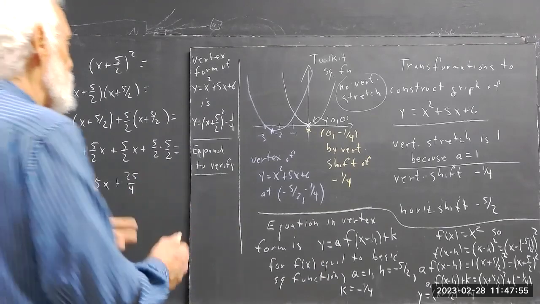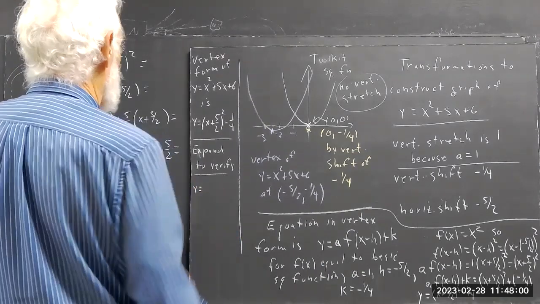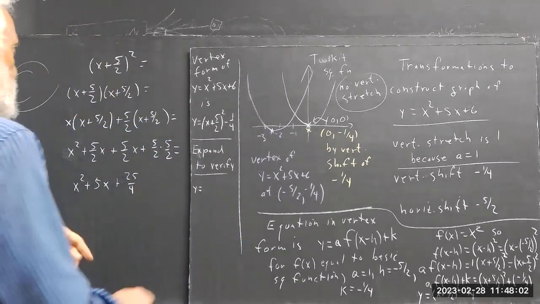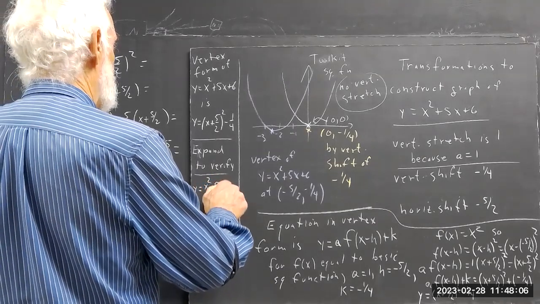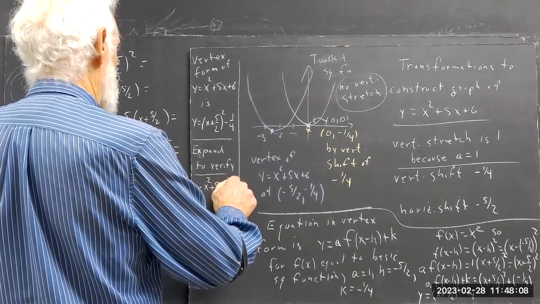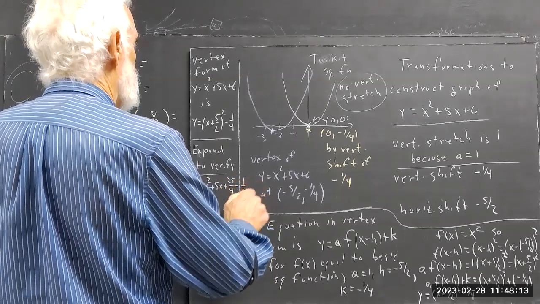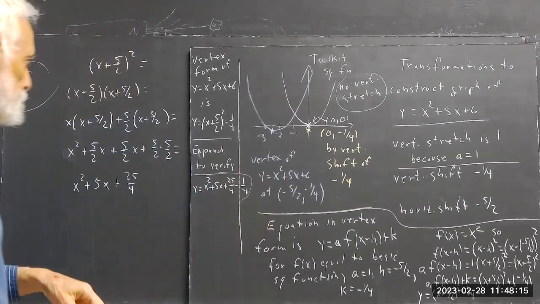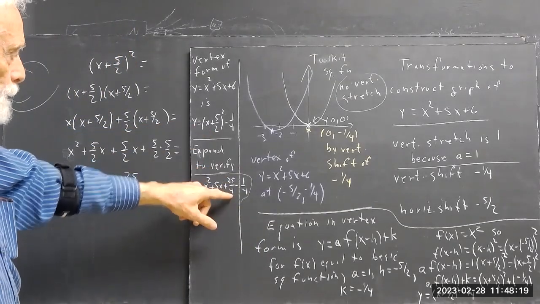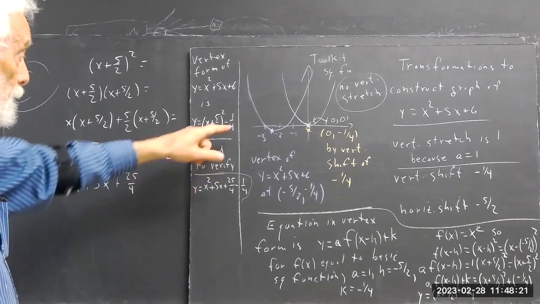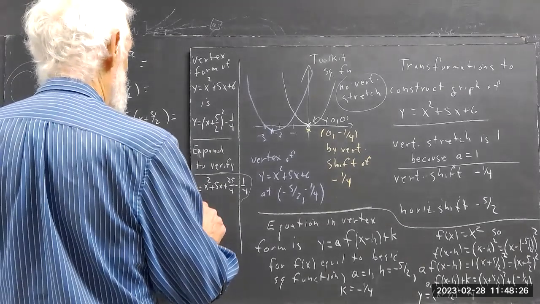Okay. So if we expand to verify, I'll write this down kind of small, but this expands to give you x squared plus 5x plus 25/4. And then you still got your minus 1/4. But what's that equal?